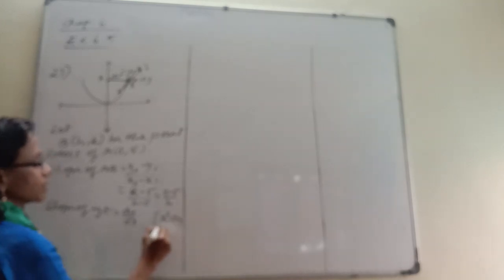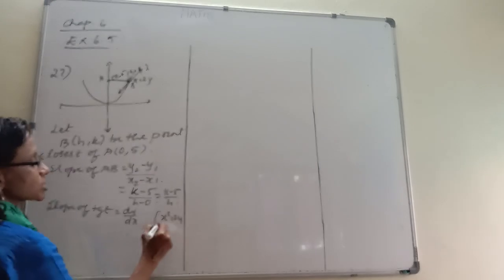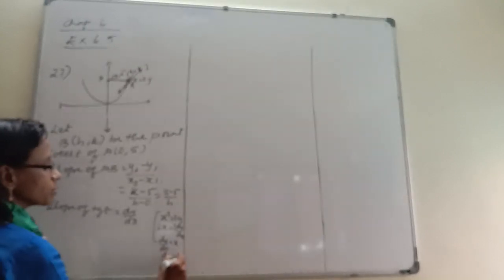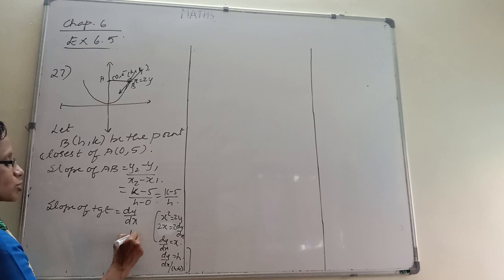If you are finding dy by dx, taking the derivative with respect to x on both sides, it is 2x equals 2 times dy by dx. So dy by dx is x, but our point is (h,k), so x is going to be h. Therefore, the slope of the tangent is going to be h for us. So that's how the working is. You have now got the slope of AB and the slope of the tangent.